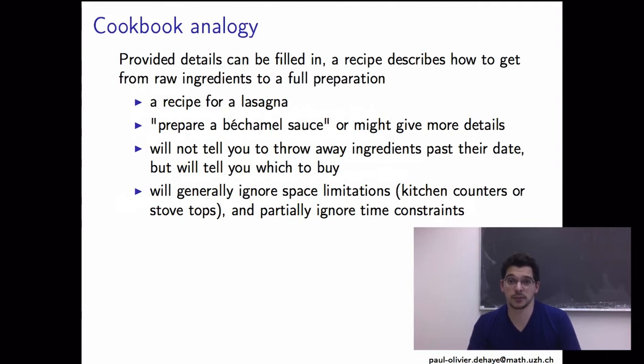Also, the cookbook recipes usually don't tell you to throw away an ingredient if it's past its due date, but they will tell you which ingredients to buy. So these are the kind of details that some recipes might include, but not some others. In general, cookbook recipes will also ignore some space limitations. For instance, if you have limited kitchen space or few stove tops, they won't tell you what to do in that case. And many cookbook recipes will also ignore time constraints. So you will see that a lot of this analogy carries over to computers. Some computer algorithms will ignore time constraints or space limitations as well.